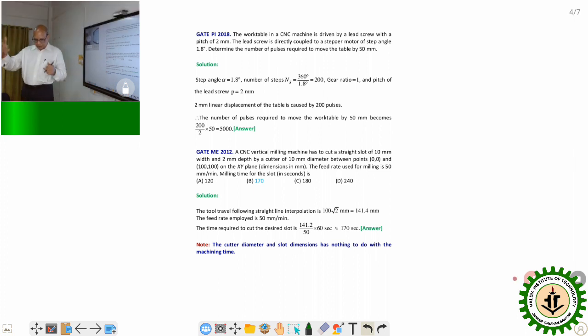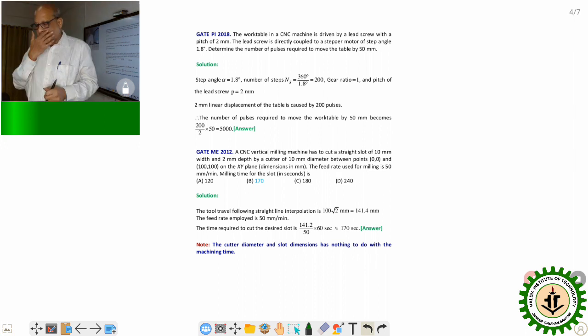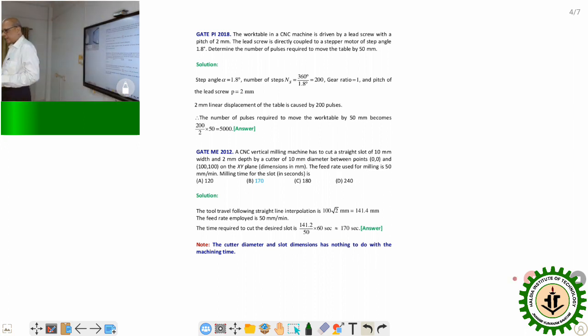In our earlier discussions, I believe it was lecture number 5 or 6, we had calculated the total pulse count. If you can correlate, you will find the step angle alpha is given as 1.8 degree. So the total number of steps will be 360 degree by 1.8 degrees, which yields 200.